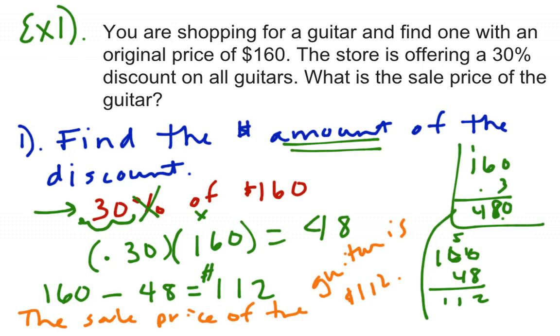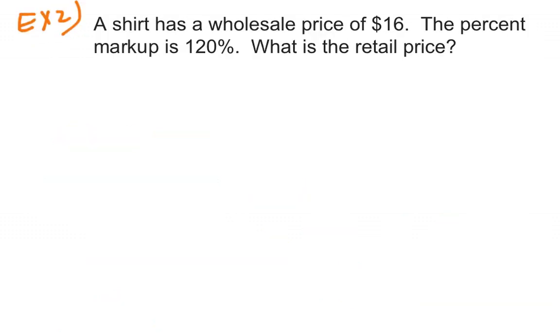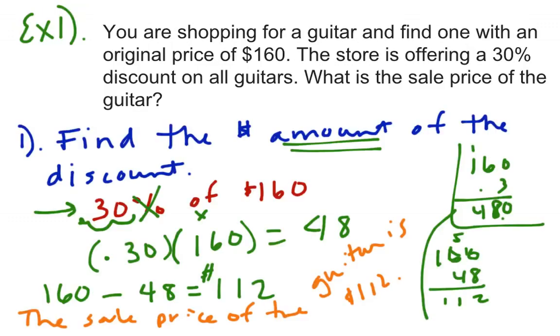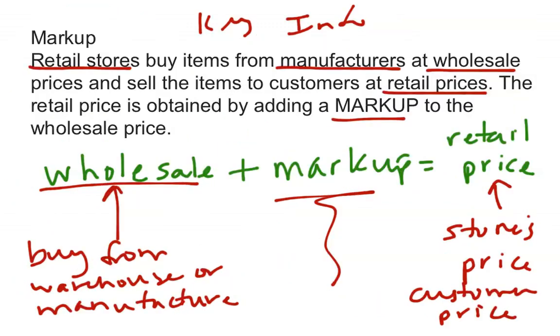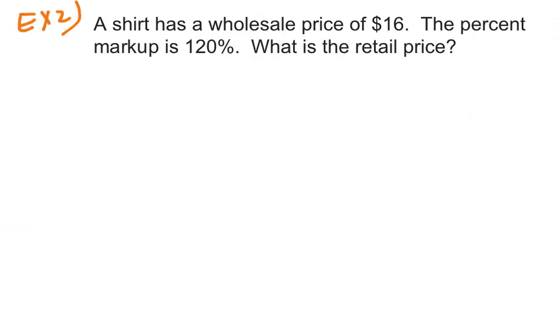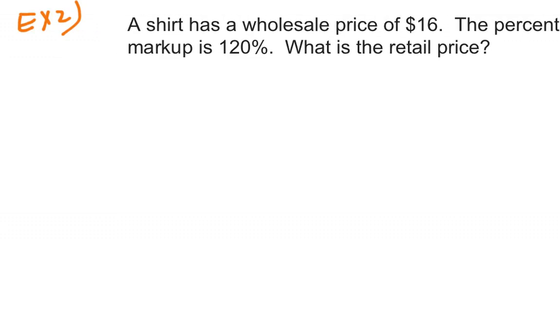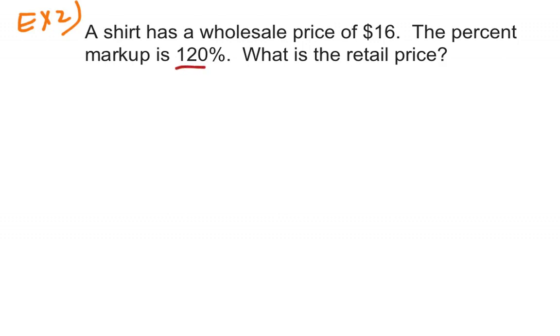Okay, example 2. A shirt has a wholesale price of $16. That means that the store that's selling the shirt, the retailer, let's go back to our picture. So this retail outlet, the person buying the shirt and selling the shirt to you, paid $16. That person wants to make some money, so they're going to do a markup of 120%. And you need to find out what the retail price is, the price that you are going to pay when you walk into the store.